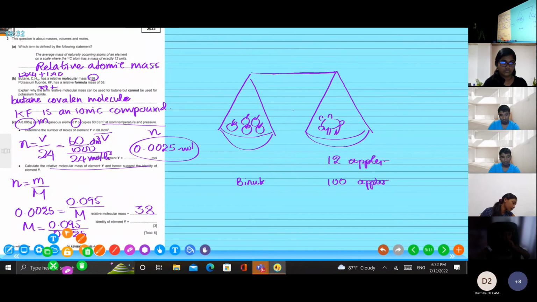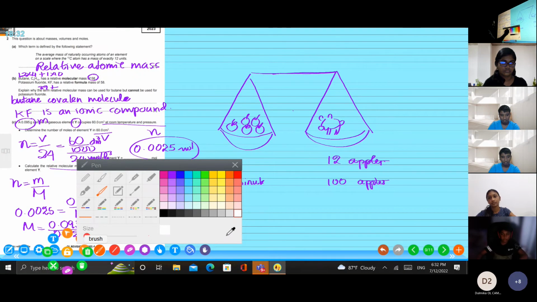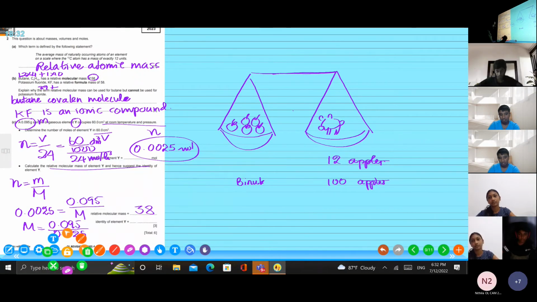All right, so we are back in action. I have 84%, and right, okay. So then the identity of the element Y is fluorine. So that's a good question, right? So this is how we find the identity of molecules.